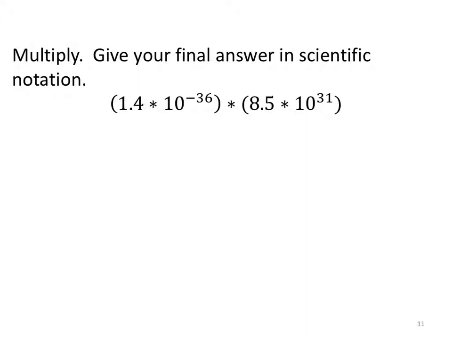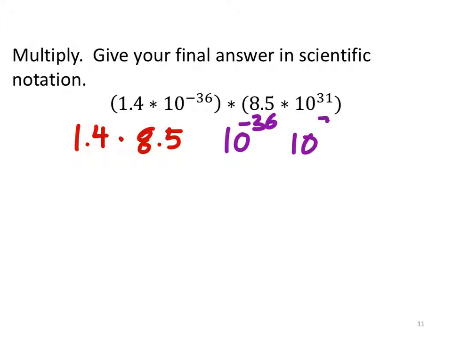So this one's going to work the same way. Parentheses or no parentheses isn't important. I'm going to take my 1.4 and my 8.5 and move them closer together with multiplication. Then I've got my base 10s, base 10 with a power of negative 36 and also a power of 31. These are multiplied. But they're all multiplied, so let's go ahead and multiply the 1.4 and 8.5. And that gives me 11.9.